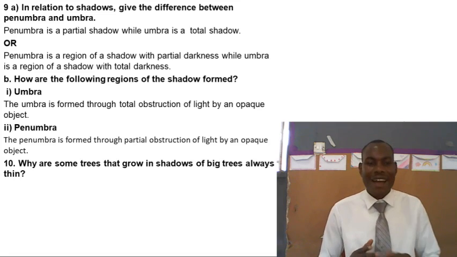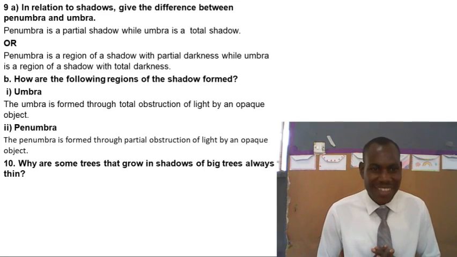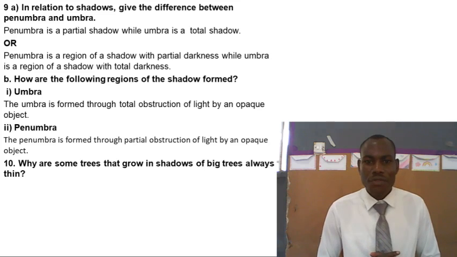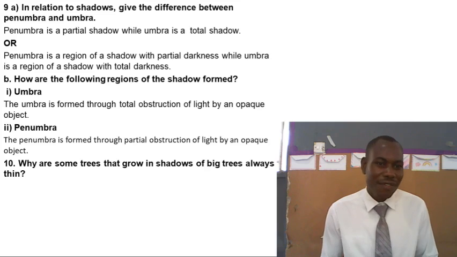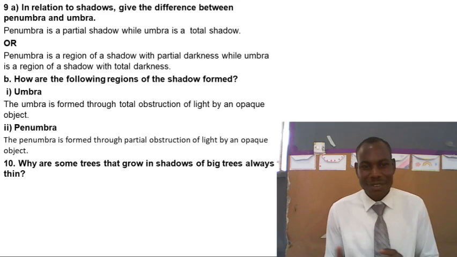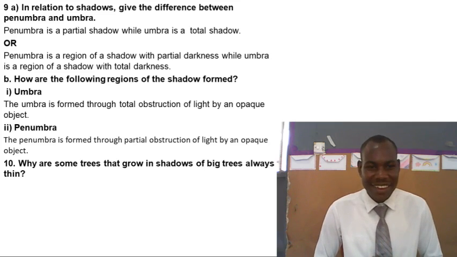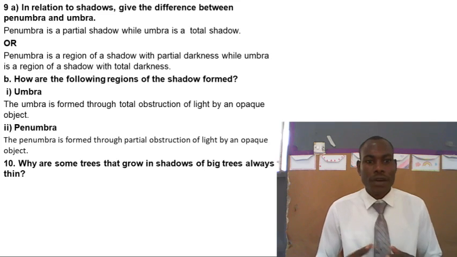Let us look at our last question. Our last question says, let us read it together. Why are some trees that grow in shadows of big trees always thin? I want you to take note of that. At home, if you have very many and there is not enough food, you will find that there are those people who will eat a lot and others will be cheated here and there. Look at yourselves at home. Now, even trees are just like that.